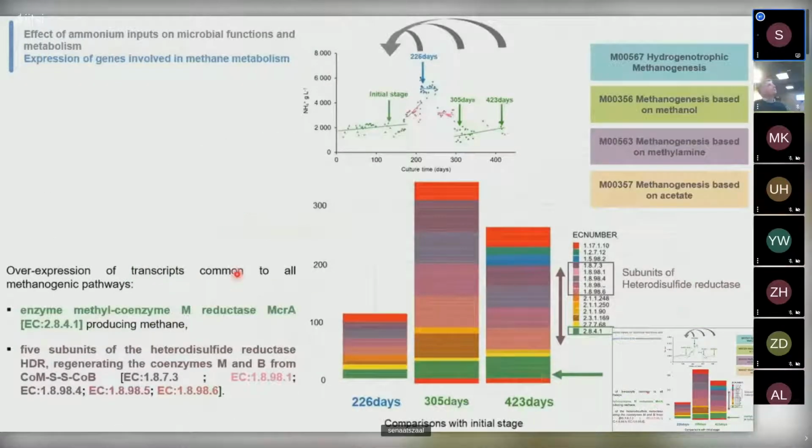The first one was the overexpression of transcripts common to all the methanogenic pathways. And we can observe that the subunit of heterodisulfide reductase was mostly overexpressed at the end of the experiment, here in purple. And the methyl-coenzyme M reductase has the same profile.